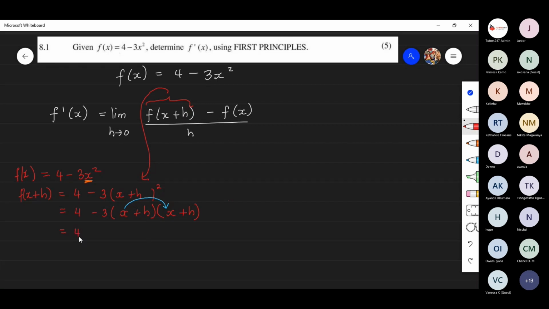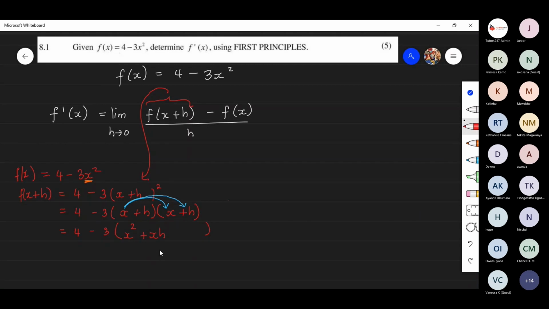So let's quickly bring this down. So this is going to give us x times x. That gives us x squared. We then have x times the second term. So that is then going to be x times h, which is then going to give us positive xh.